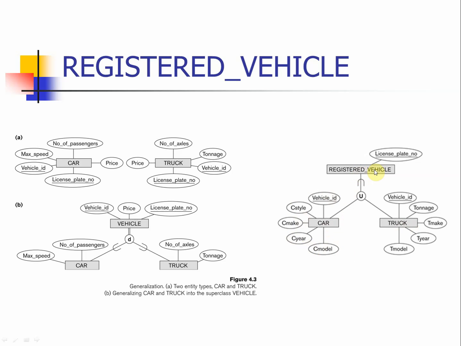The registered vehicle attributes are license plate number plus all of these 5 attributes coming from the car or those 5 attributes coming from the truck. And therefore, all of these 3 choices are valid choices.